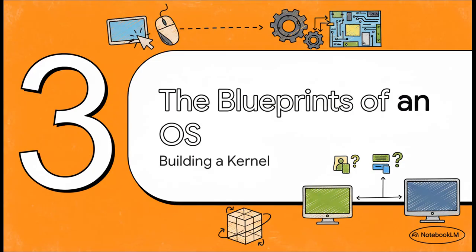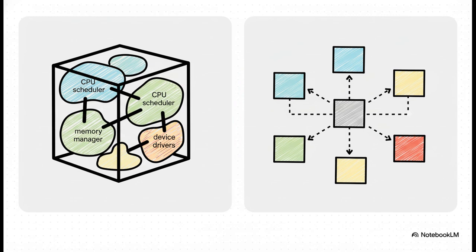Okay, so we get what the OS does, but how is it actually built? Turns out, not all operating systems are designed the same way. Just like buildings can have totally different architectural blueprints, operating systems have different designs, especially when it comes to building that super important core, the kernel. So for a long time, there were two main schools of thought.